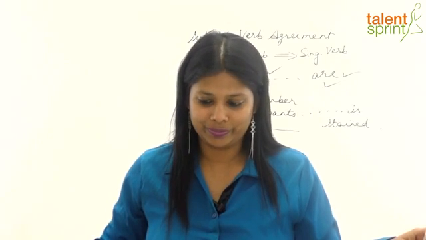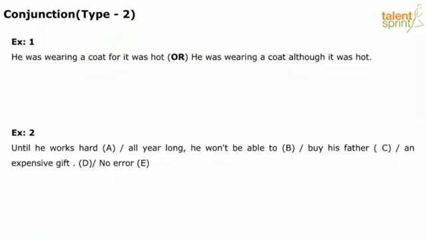All right, there you go. It is conjunction. He was wearing a coat for it was hot. Okay. Now, I've not given it in a form that you have to identify the part which is an error. But I want you to tell me, I've given you two options. The first says he was wearing a coat for it was hot. Is this correct? Or the second sentence? You have to identify which of the two is correct. He was wearing a coat although it was hot.